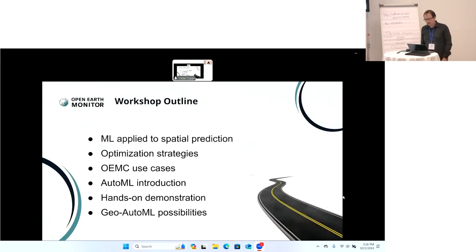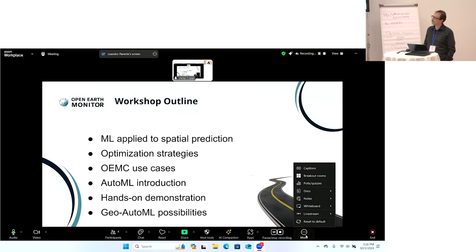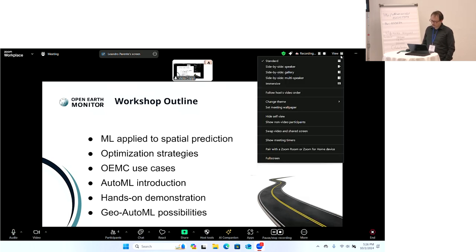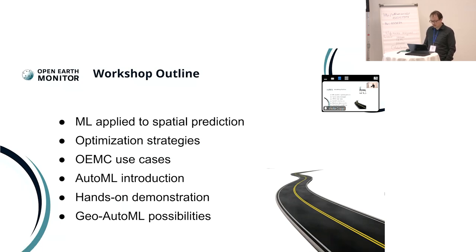So basically today, that's the outline of the workshop. I will explain the challenges of machine learning applied to spatial prediction. So it's basically using machine learning to generate maps. Why and how we can do that, and also some optimization strategies that we implemented at OpenGeoHub and also in the context of the Open Earth Monitor project.